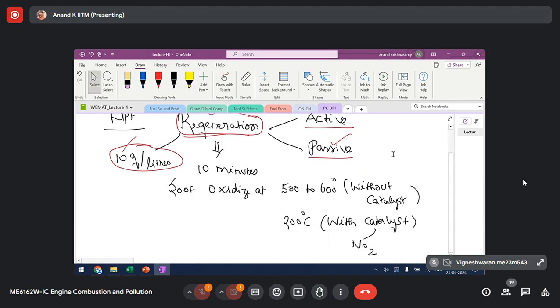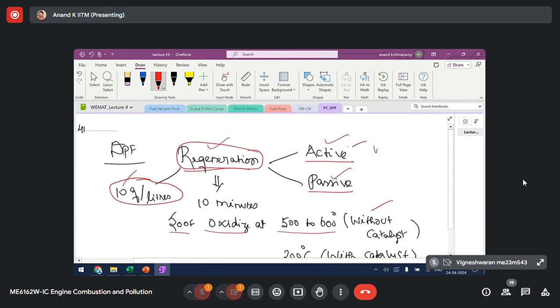Soot is solid carbon. The temperature you need to oxidize it is around 500 to 600 degrees Celsius if you don't use a catalyst. So in the active option, you are burning the soot without a catalyst. That is the active regeneration option.